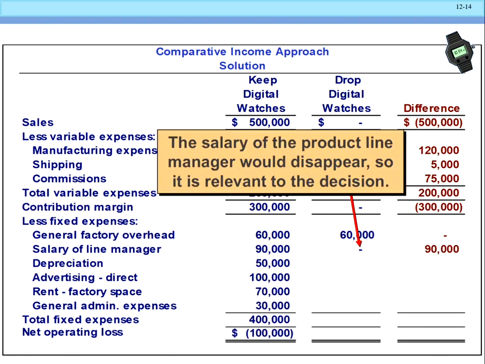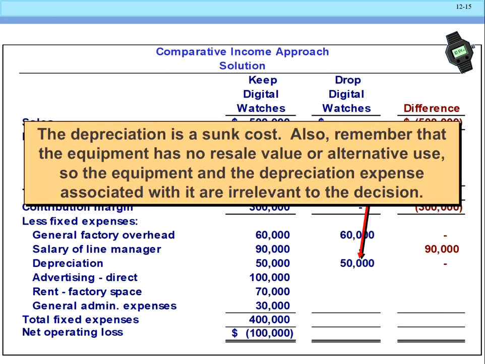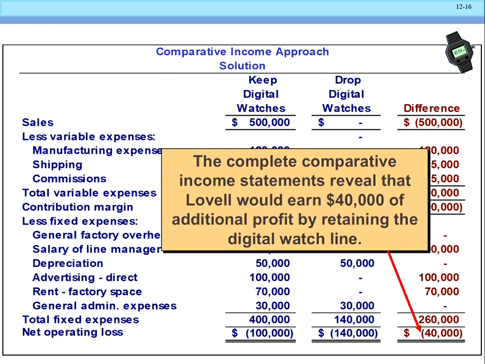Then the general fixed overhead would be the same under both alternatives, therefore that's an irrelevant cost. The salary of the line manager, yes, it's relevant because it can be avoided. The depreciation is a sunk cost. In this case, it will be there under both alternatives, therefore irrelevant. Then when we look at general admin, again, it will be there under both alternatives, therefore irrelevant.